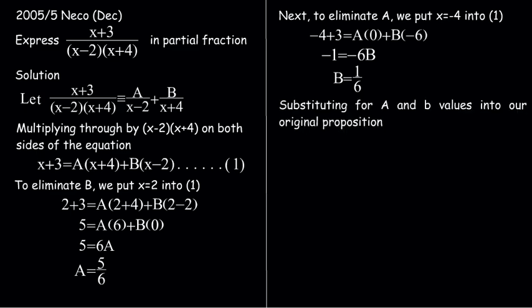Now, substituting for a and b values into our original proposition, s plus 3 divided by s minus 2 in bracket s plus 4 will be equal to 5 divided by 6 in bracket s minus 2, plus 1 divided by 6 in bracket s plus 4.